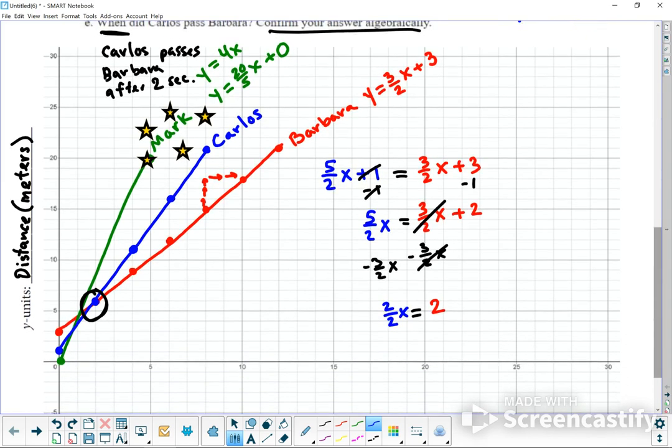And 2 divided by 2 is 1, which means that we got 1x equals 2. Or just really x equals 2, because we don't need to write 1 for 1x. So at 2 seconds. Right, and we saw that as well. This is at 2 seconds.